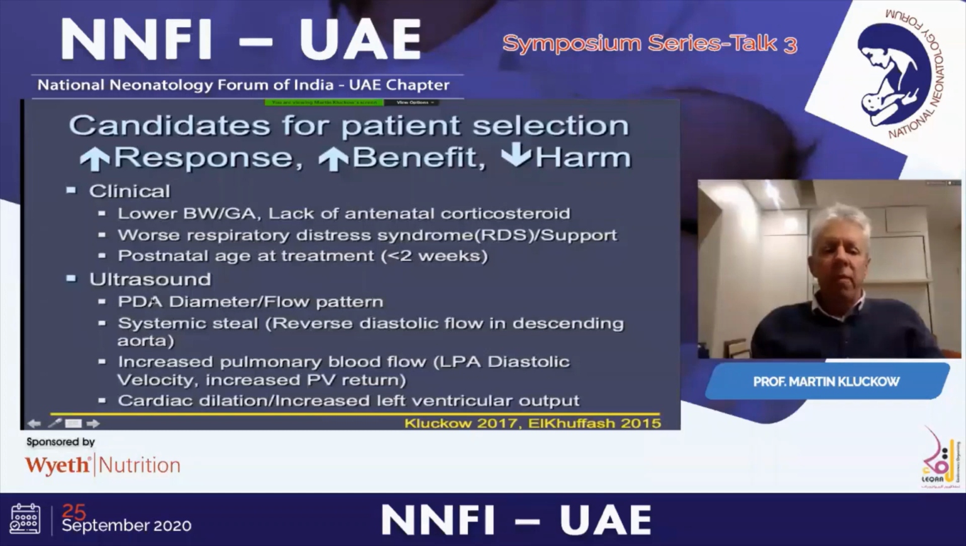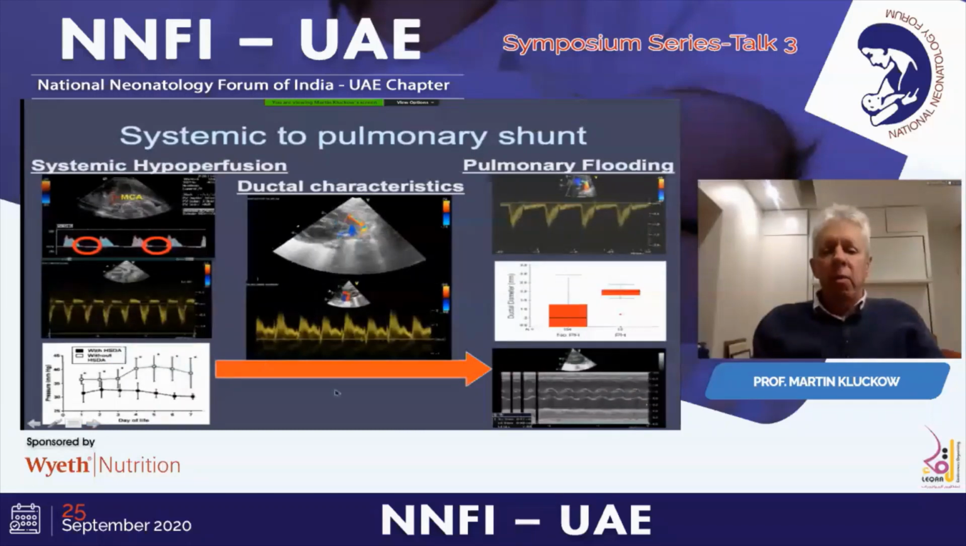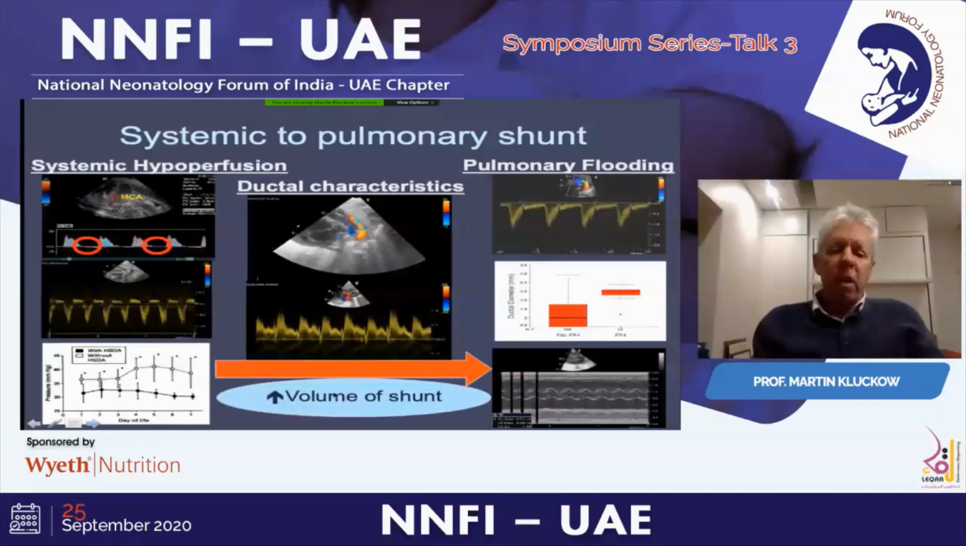And then, of course, we have ultrasound, and that's where I've spent a lot of my time, trying to understand the parameters on ultrasound that might predict the candidates who will have the best response, get the best benefit for the least harm. You can see there's a series of parameters that we've used, and if we go through that in a graphical way, one of the things that's probably most important is being able to understand the shunt, the systemic to pulmonary shunt, and what is the volume of that shunt. That's probably the key factor that we're interested in, but it's difficult to directly measure the volume of shunt.